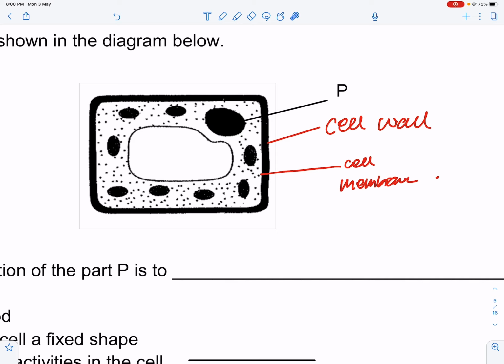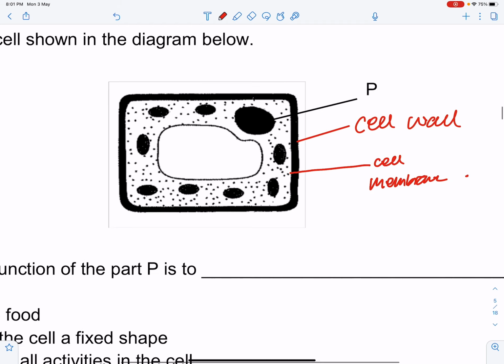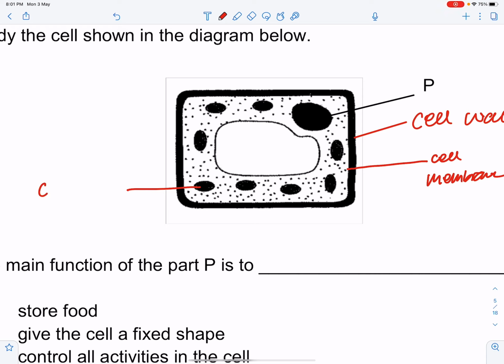The second one I want to show you, this line over here, the innermost one, is in fact your cell membrane, which controls the substances entering and leaving your cells. Then after that, you have your chloroplast, which contains your chlorophyll. Your chlorophyll traps sunlight to carry out the process known as photosynthesis. Then you have this space here. This is called your cytoplasm.